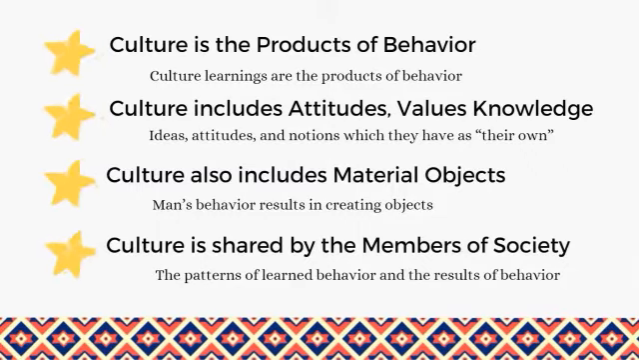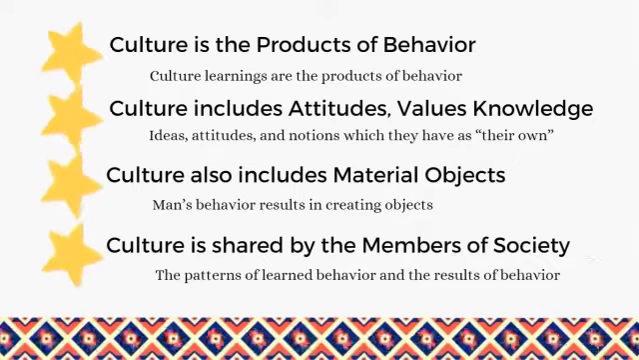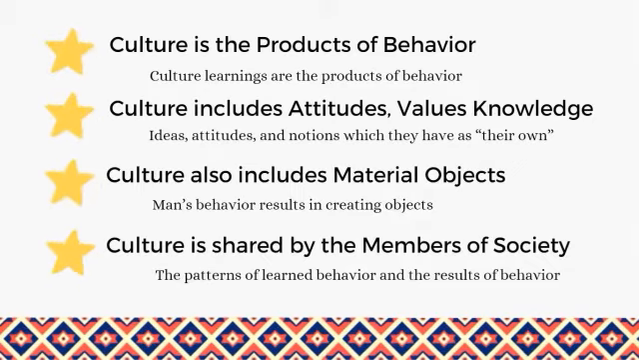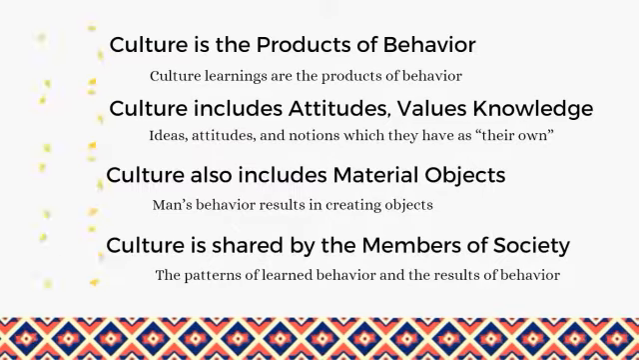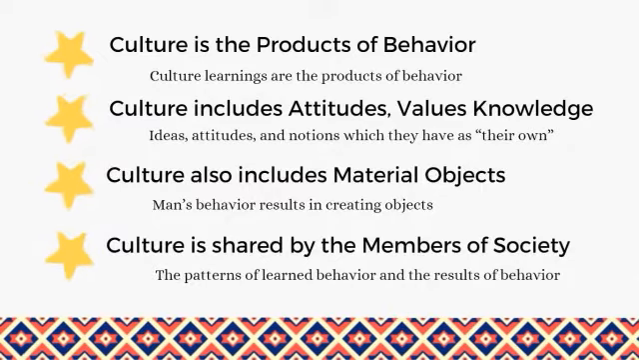Sixth, culture also includes material objects. Man's behavior results in creating objects. Men were behaving when they made these things. To make these objects required numerous and various skills which human beings gradually built up through the ages. Man has invented something else, and so on.